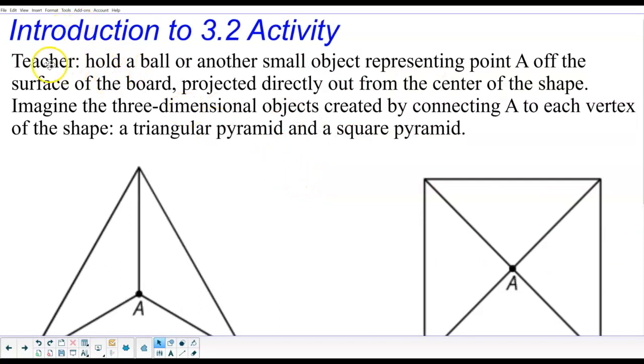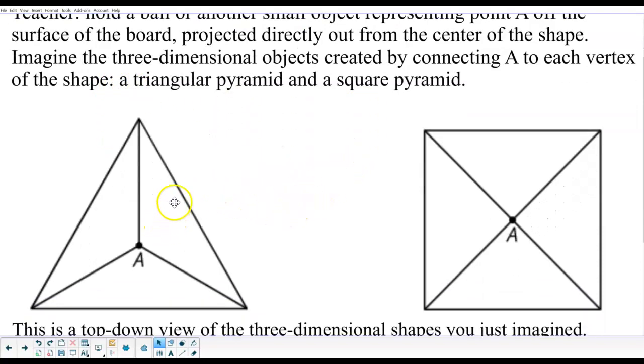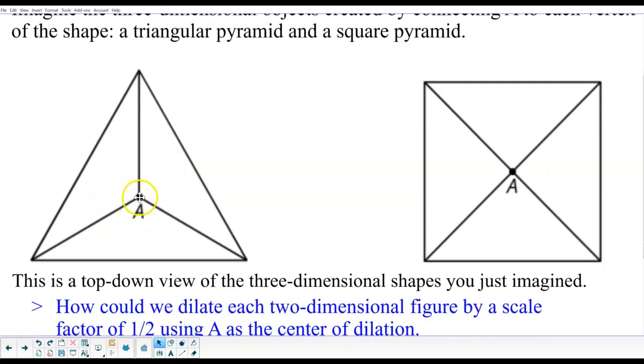So picture this. A teacher holds a ball or another small object representing point A off the surface of the board and projected directly out in the center of the shape. Imagine the three-dimensional objects created by connecting point A to the vertex of the triangle. A triangular prism and a square pyramid are shown below. So what this is actually, picture a ball coming out right off of the screen at you. If I could, I'd try to make this grow towards you. And this would be like a bird's eye view or the top view down of a triangular pyramid.